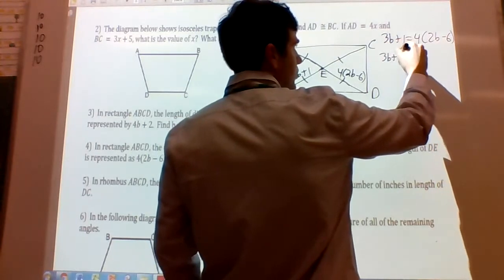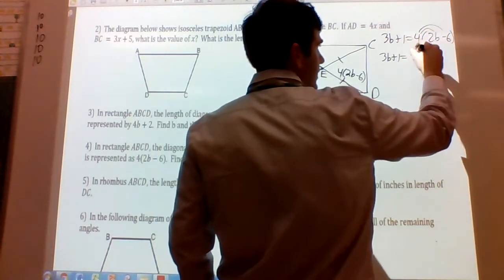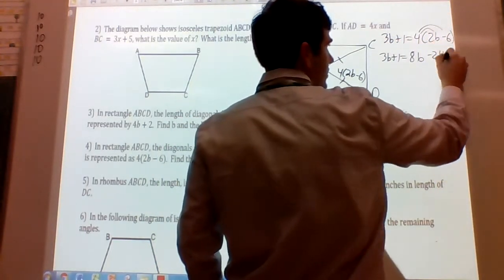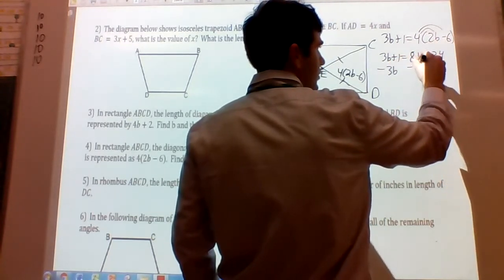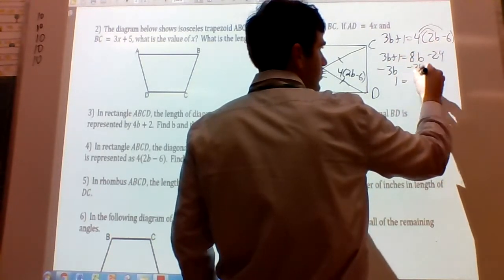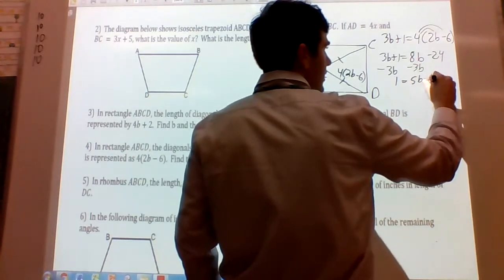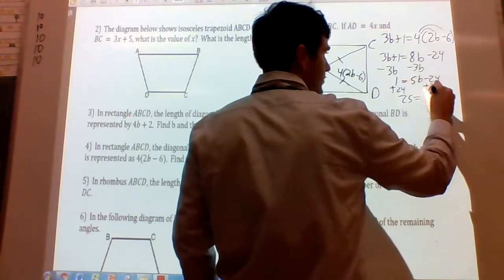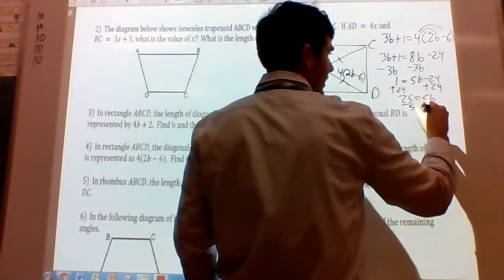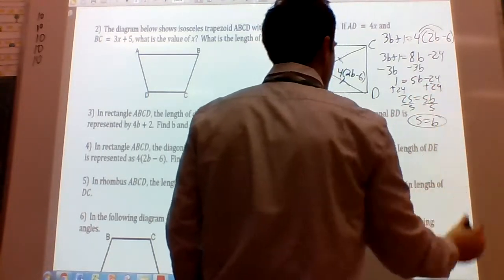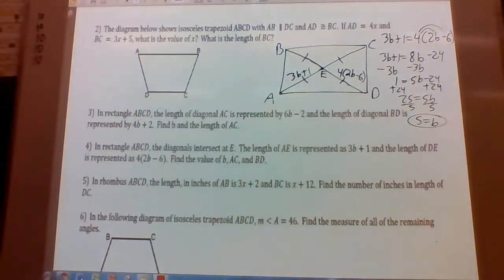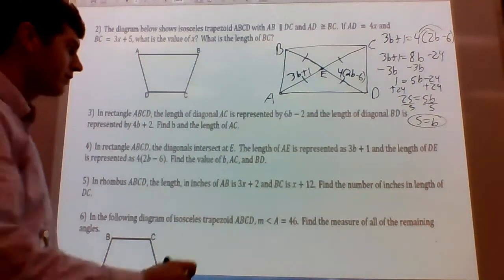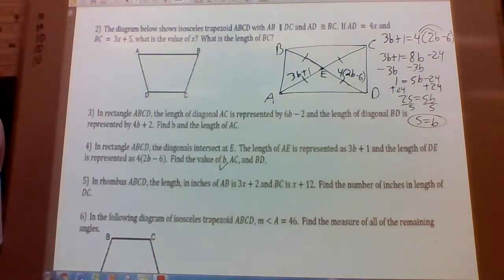So 3b plus 1 equals, distribute, we're going to get 8b minus 24. If we subtract 3b from both sides, we get 1 equals 5b minus 24. Add 24 to both sides, 25 equals 5b. Divide by 5, 5 equals b. Go back and look and see what we have to solve for. So we have to find the value of b. We got that. That was 5.